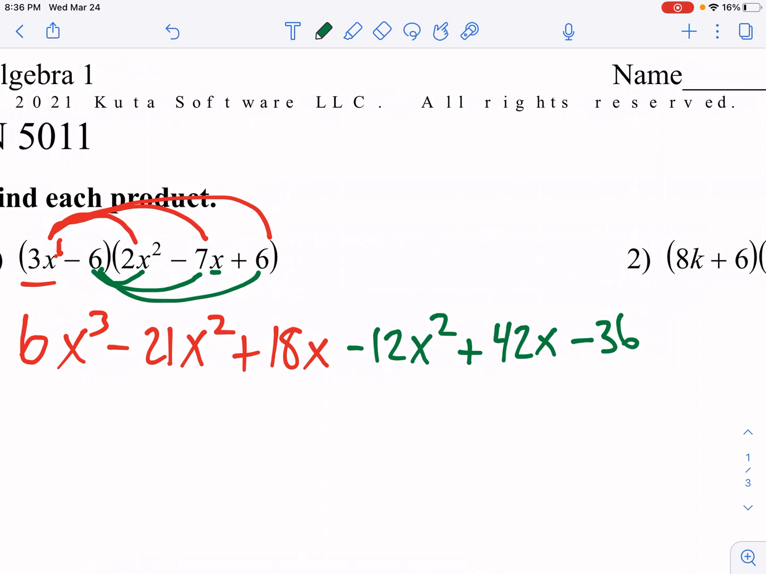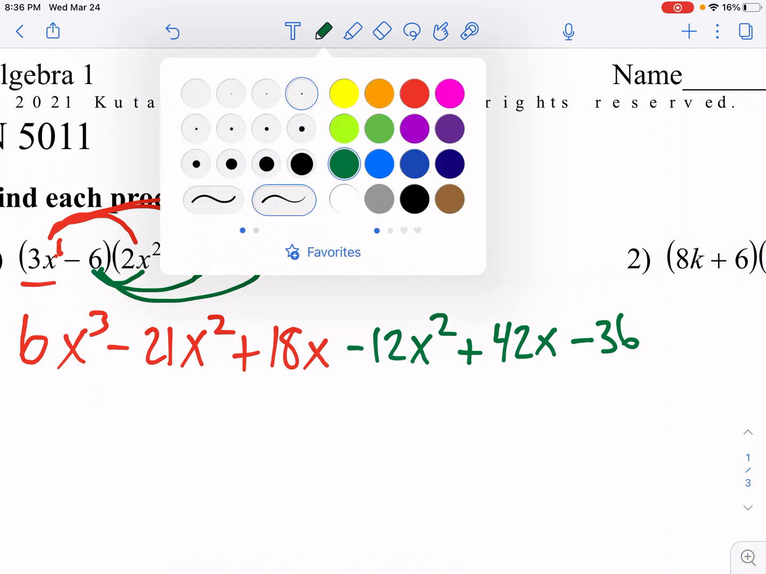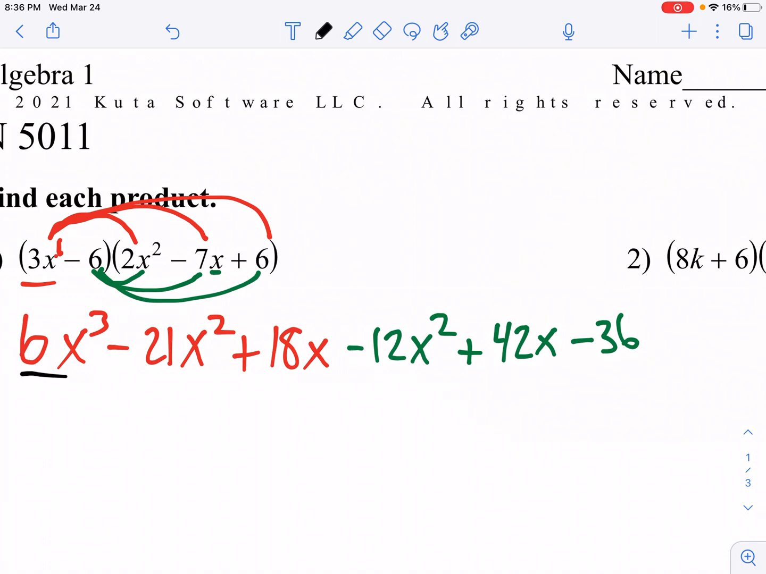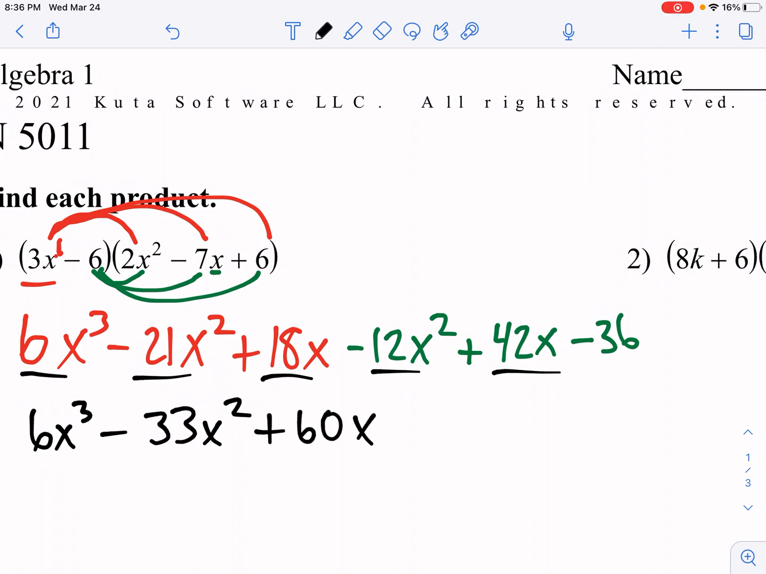Then, like when we add polynomials and combine like terms, we check to see what goes together. Looking at the highest power, we have 6x cubed. Then combining like terms, I have a negative 21 and a negative 12. If we add those together, we get a negative 33x squared. Then we also have 18 and 42. Those are both positive, so we get 60x. After we cross out all of these, we're left with the minus 36. So that is multiplying a binomial by a trinomial.